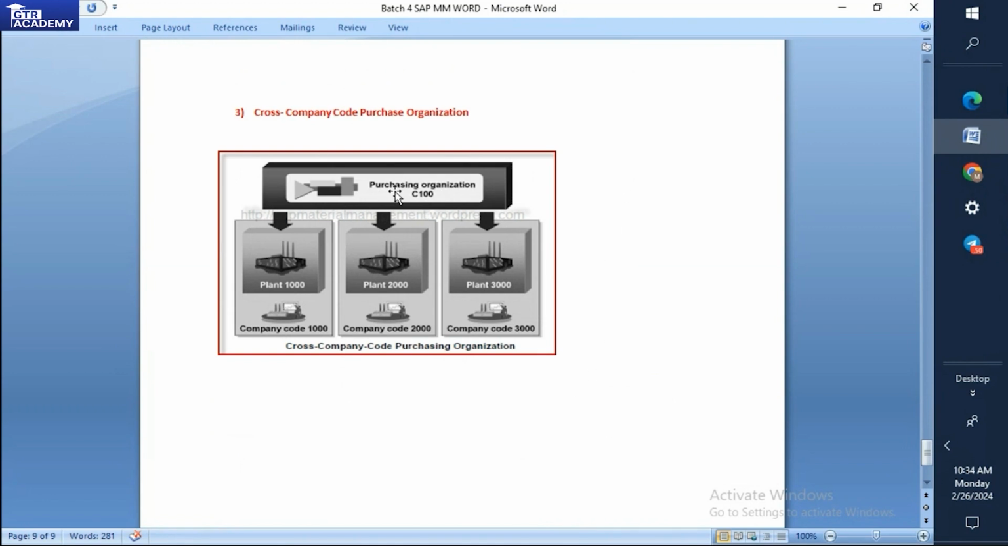This is just for the different types of purchase organization. We are going to teach purchase organization, right? That's the reason the diagram looks like this. But in a hierarchy, after company code only the plant comes. After the plant, the purchase organization will come. So we can just neglect the company code 1000, 2000, and 3000 part of this image.